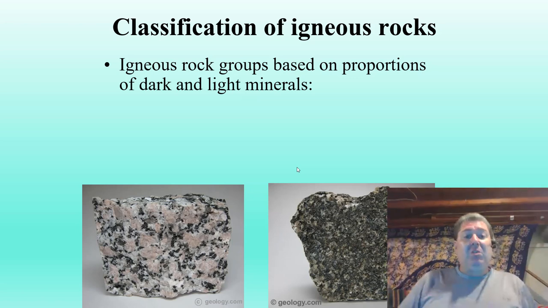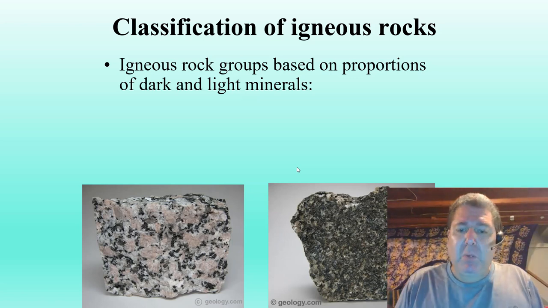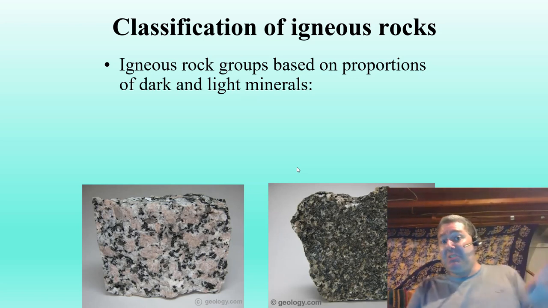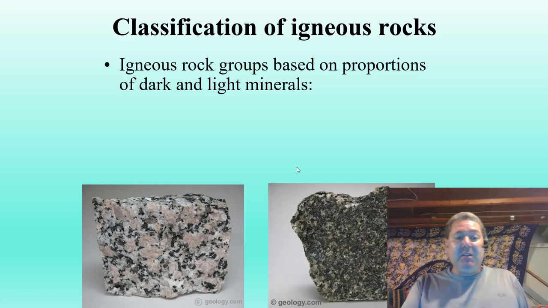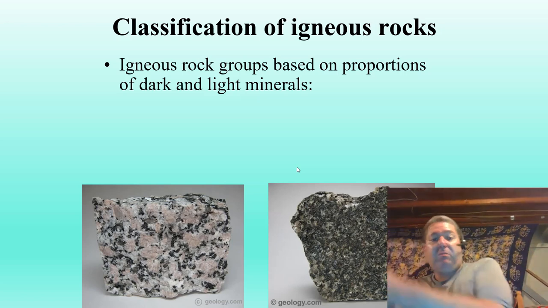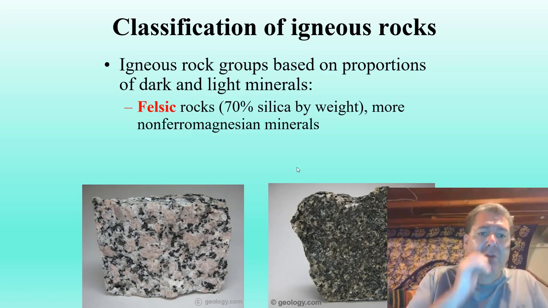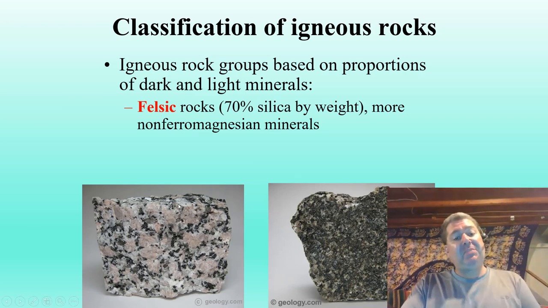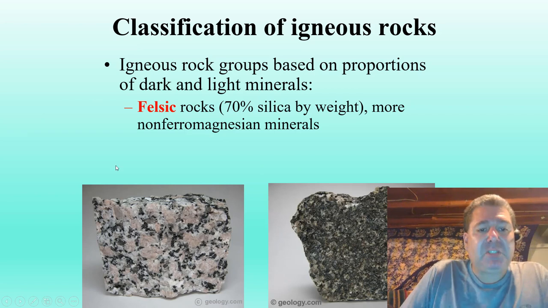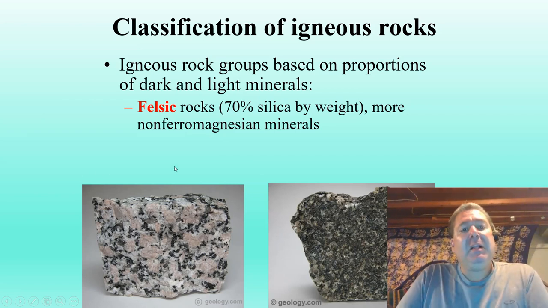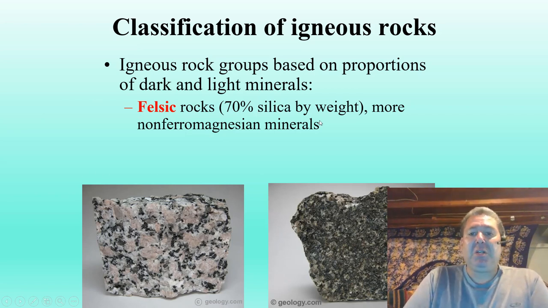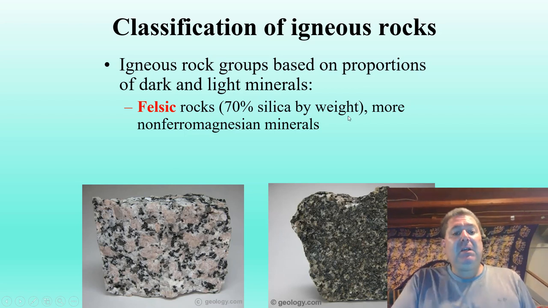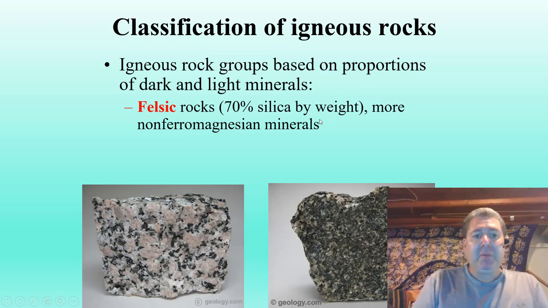So looking at the rock as a whole, we can essentially eyeball it and look at the proportions of light versus dark minerals and decide where the chemistry falls based on that. Felsic applies to non-ferromagnesian-rich rocks, like this granite here: lots of silica by weight, more non-ferromagnesian minerals, less dense, lighter in color.